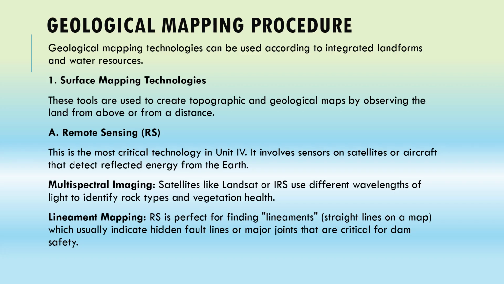Then remote sensing, which you all know is a most critical technology. It involves sensors, satellites, or aircraft that detect the reflected energy from the earth, or in case there is no light, you can scatter light and take photography from the satellite also. It has two types of remote sensing imaging: multispectral imaging and lineament mapping. Multispectral imaging, with satellites like Landsat or IRS, uses different wavelengths of light to identify rock types and vegetation health. Lineament mapping is perfect for finding straight lines on the map, which usually indicate hidden fault lines or major joints that are critical for dam safety. So this is especially done on the rocks for dam safety.